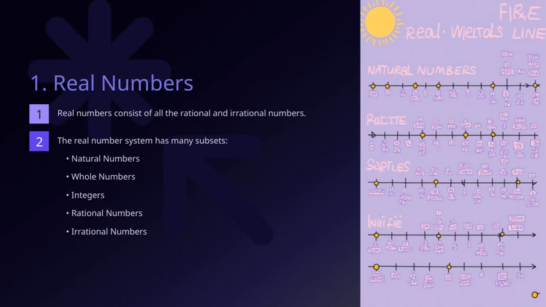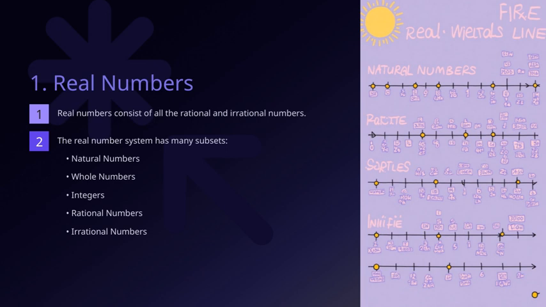Let's explore the different subsets of the real number system. First, we have irrational numbers, which are numbers that cannot be expressed as a simple fraction. They have non-repeating, non-terminating decimal expansions. Moving on, rational numbers are numbers that can be written as a fraction, where both the numerator and denominator are integers, and the denominator isn't 0.